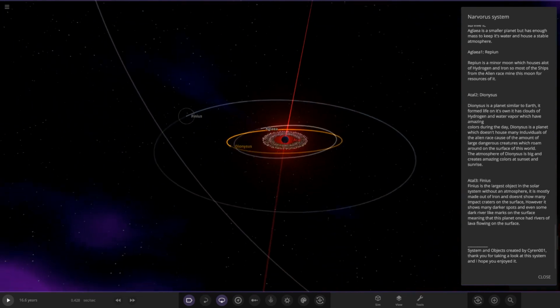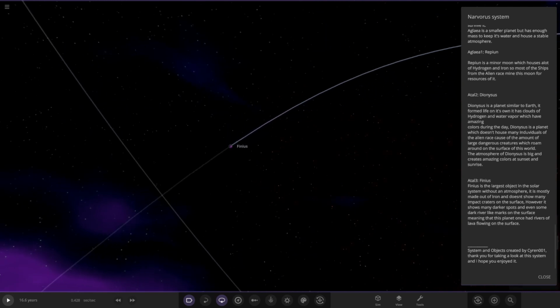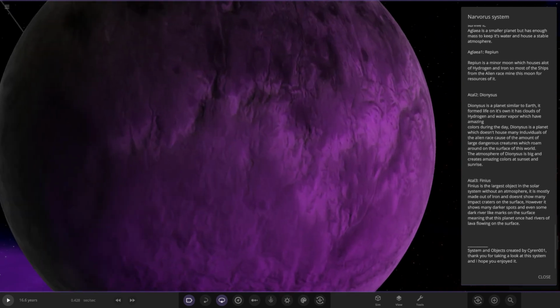Excellent. Right, next up we've got Phininus. It's the largest object in the solar system without an atmosphere. It is mostly made out of iron and doesn't show many impact craters on the surface. However, it shows many darker spots and even some dark light river marks on the surface, meaning this planet once had rivers of lava flowing on the surface.